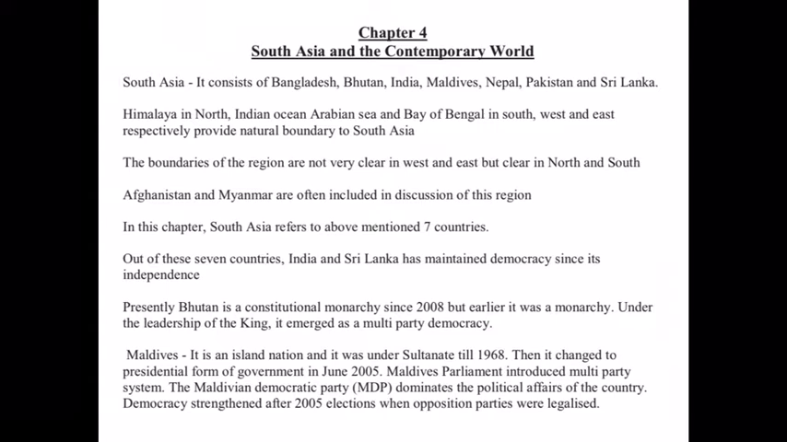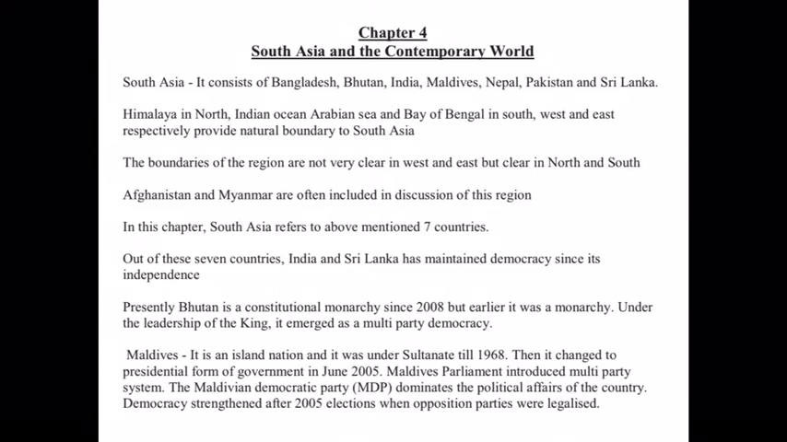So, first of all, I'll tell you what is South Asia. It is the southern part of Asia which consists of countries like Bangladesh, Bhutan, India, Maldives, Nepal, Pakistan, and Sri Lanka. So, in total, there are 7 countries which constitute South Asia. Okay, so if we talk of the boundary of this South Asia, this area is very distinct. We can see it from space also.